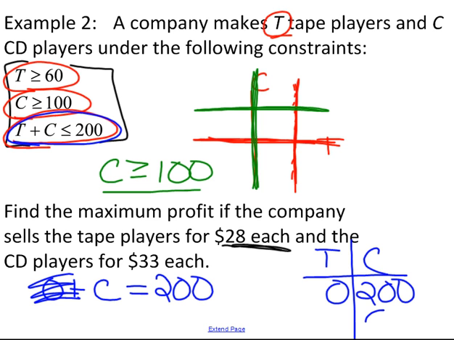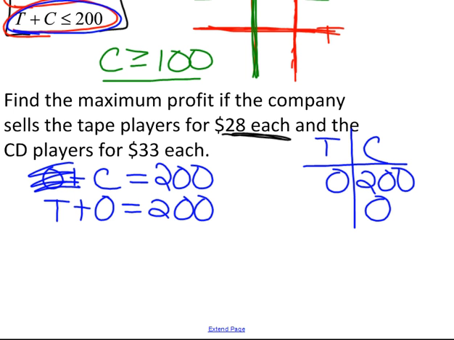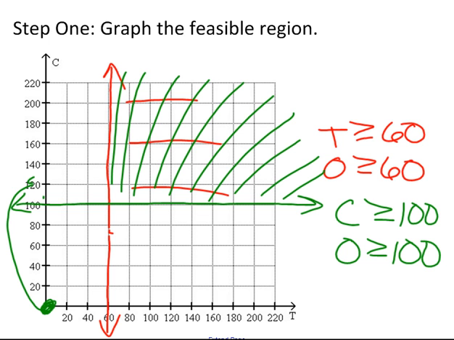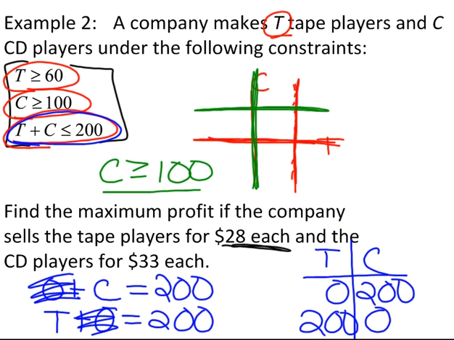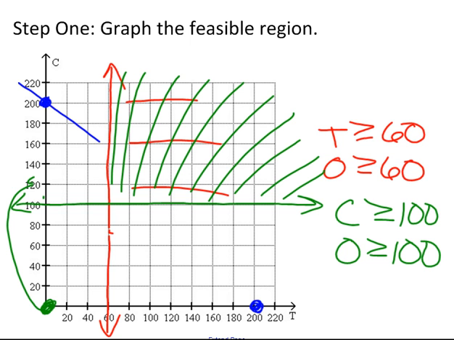To find the other point, I'm going to plug in 0 again, only this time I'm going to plug in 0 for C. I don't need the 0. I get T equals 200. So this will give me 2 points that I'm going to plot. So 0, 200, and 200, 0. It was, I don't remember, less than or equal to? Yes, less than or equal to, which means it's going to be a solid line.